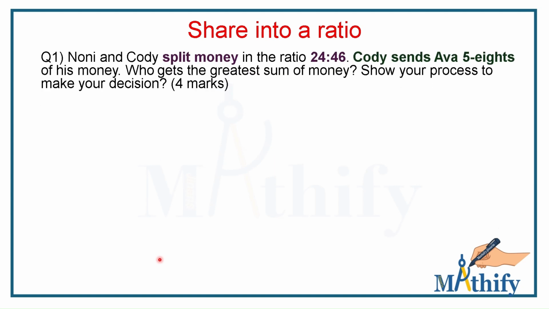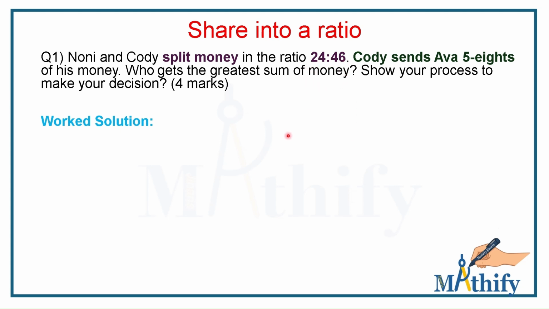Here is an exam style question to go through together. Noni and Cody split money in the ratio 24 to 46. Cody sends Ava 5/8 of his money. Who gets the greatest sum of money? Show your process to make a decision. 4 marks. I'll show you how to get 4 marks for this question and how to break them down step by step. The first important step when solving this question is to be able to work out the total ratio.